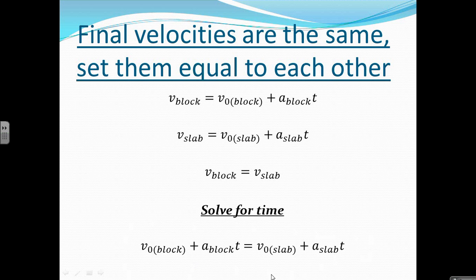we come to the very important equation down here that says the velocity of the block initially, which is 4 meters per second, plus the acceleration of the block, which we found, multiplied by time, equals the velocity of the slab initially, which is 0, plus the acceleration of the slab times time, and we found the acceleration of the slab. So in this scenario, the only thing we don't have is time. And we can solve for time.